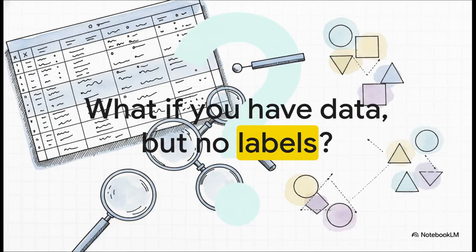So, imagine you've got all this data. You've got measurements, you've got features, but the one thing you don't have? Labels. You have no idea what category anything belongs to. So, where do you even start trying to make sense of it all?